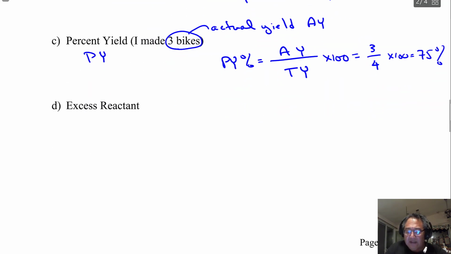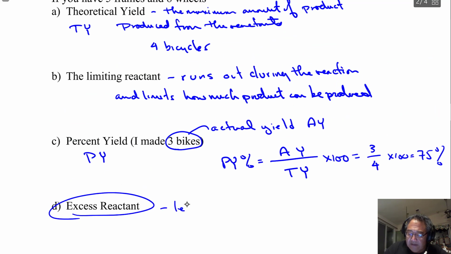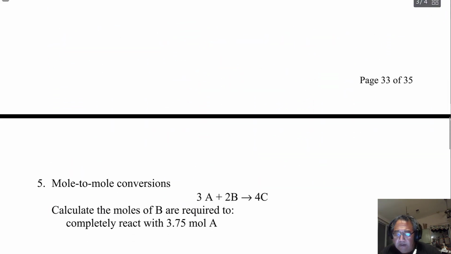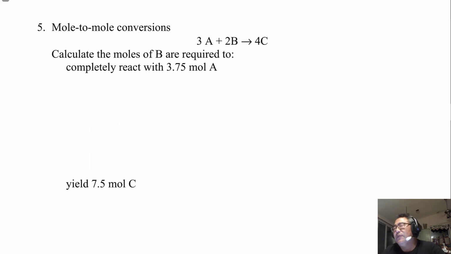Now the excess reactant, I talked about that one. That's the one that's left over, so that's this guy. This is left over reactant after the reaction has completed. All right. So let's practice with what are known as mole to mole conversions.